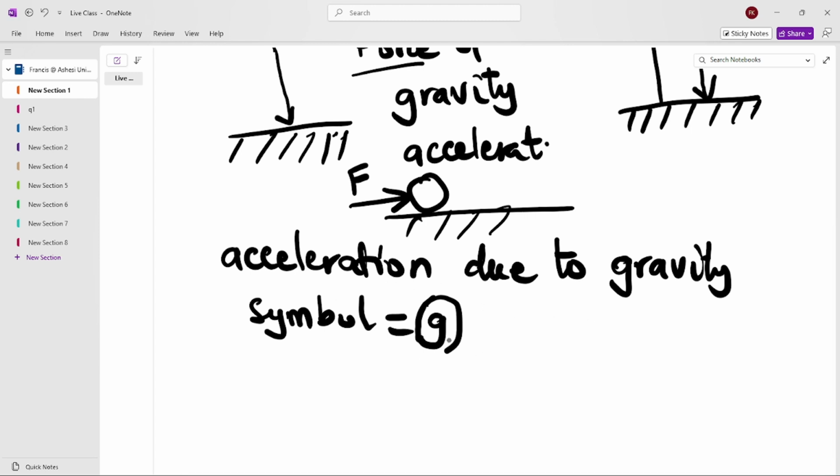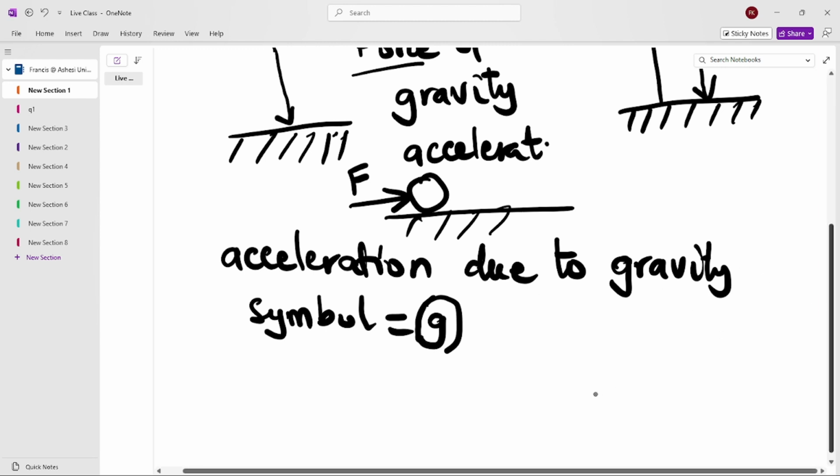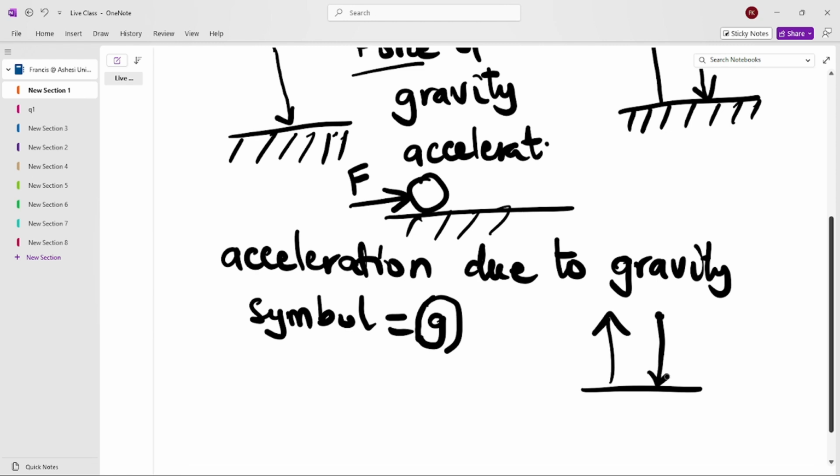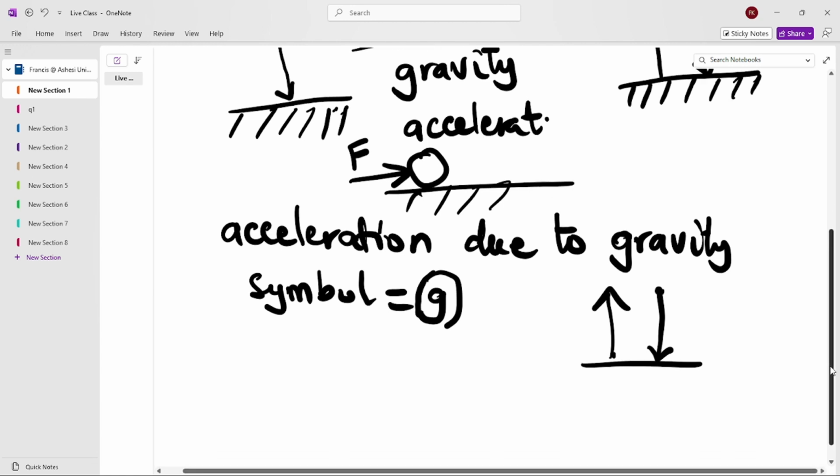Whenever there is free fall, where a body is either going up, or the body is at the top and we are leaving it to fall down, going up or coming down, it is always experiencing an acceleration. In this type of motion, we are always given the acceleration, and scientifically there is an approximated value that has been given for that.